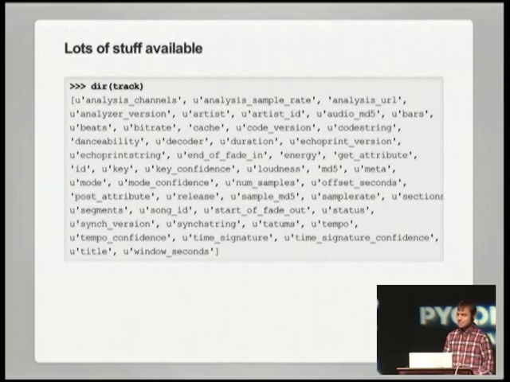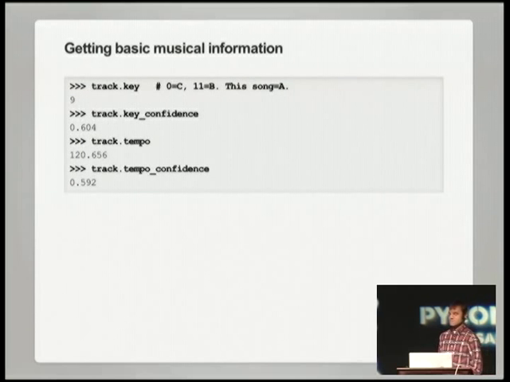Some basics. Let's just do a dir on it to see what's in there. There's a lot of stuff, and I don't expect you to read all of that. It's all sorts of stuff like the loudness of the song. There's something called danceability, which is a number that tells you how danceable the song is. There's more sound-related metadata, like the sample rate and the quality of the encoding, and some syncing stuff, if you're syncing two songs together that are the same recording. But the most interesting stuff is the musical stuff, which I'll talk about now.